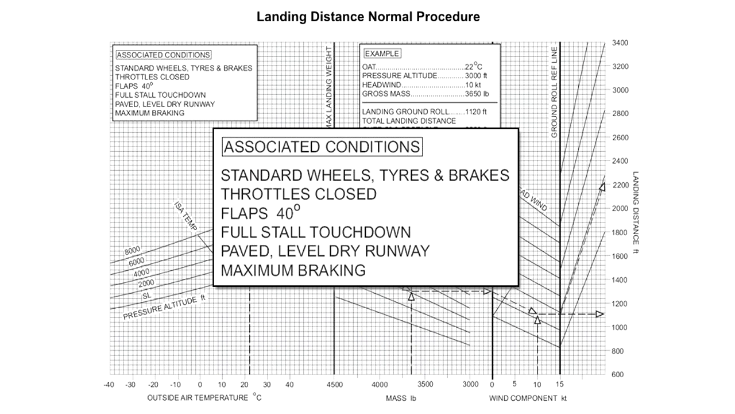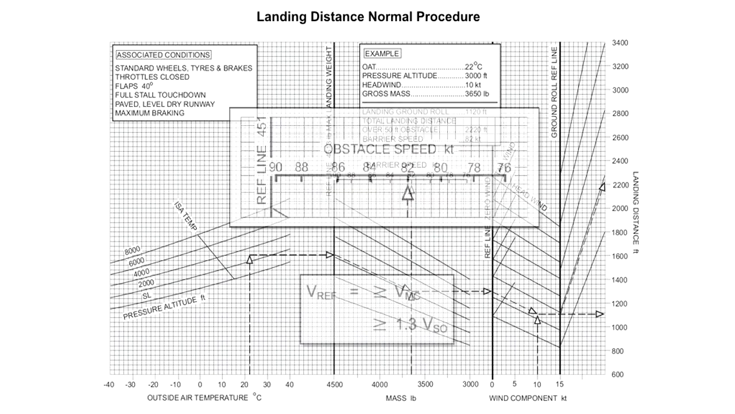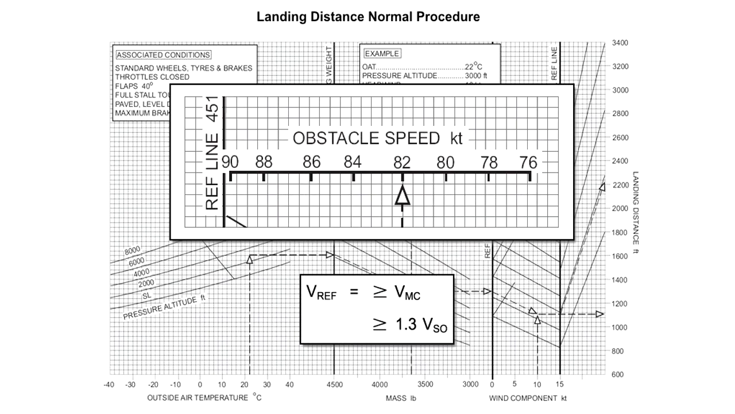Also notice that this graph assumes a runway which is paved, level, and dry. If the runway conditions required for a given calculation are different, corrections will need to be made to the values that this graph will give. We saw these correction factors earlier. Notice this area here, which highlights the obstacle height speed for different weights. This is actually the reference landing speed.